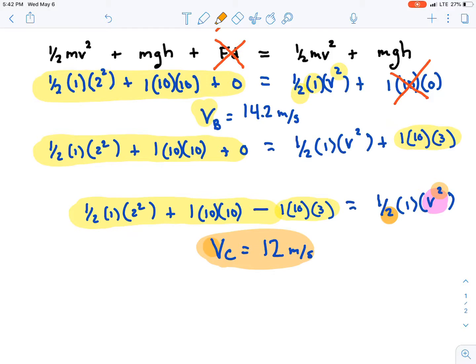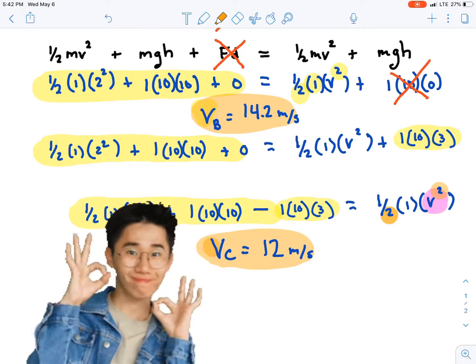Okay, so there we have that. And that makes sense because look at this one. This was 14. So being 12, it's going slower. That makes sense.